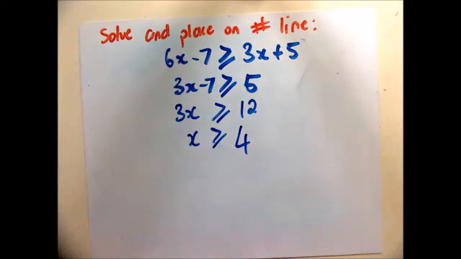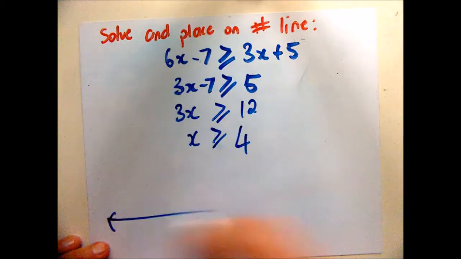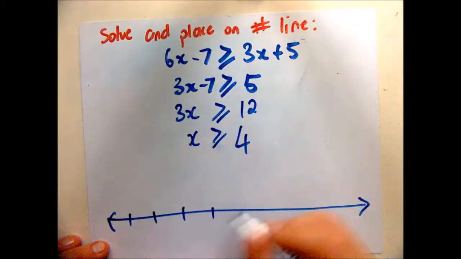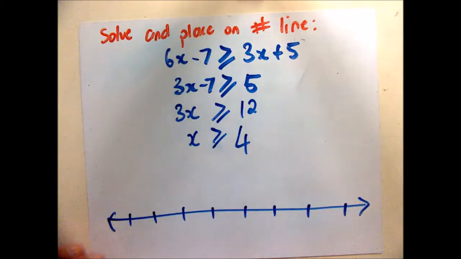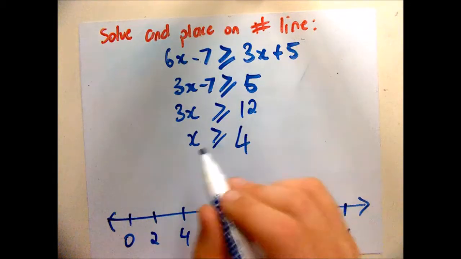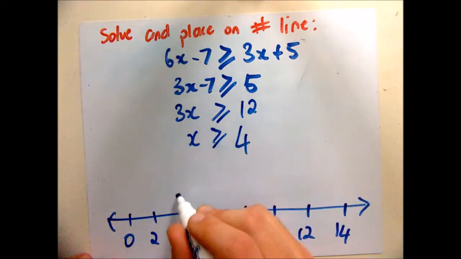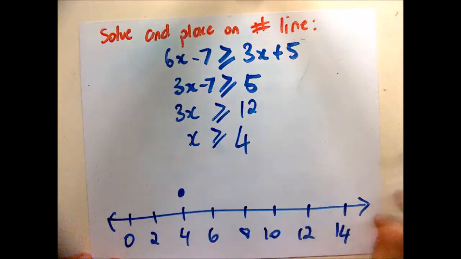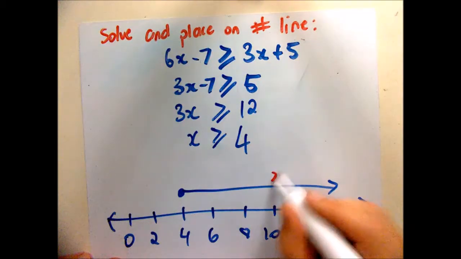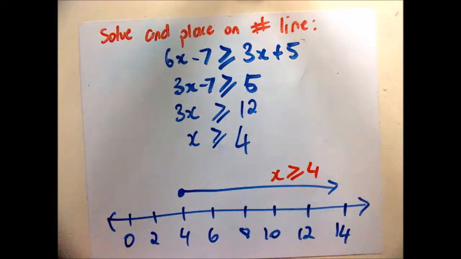Okay. Now I need to draw this on the number line. So let's go ahead and do that. 0, 1, 2, 3, 4, 5, 6, 7. Let's actually go 0, 2, 4, 6, 8, 10, 12, 14. Draw a number line there. Now x is greater than or equal to 4. So because it's inclusive, it's a solid dot. Draw my arrow. So I'm saying x is greater than or equal to 4.